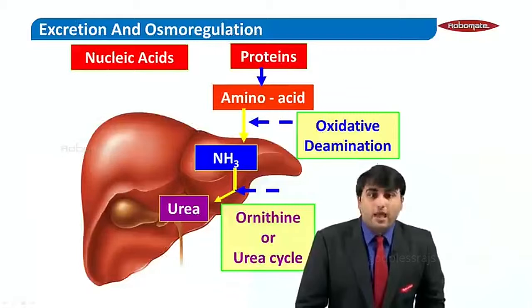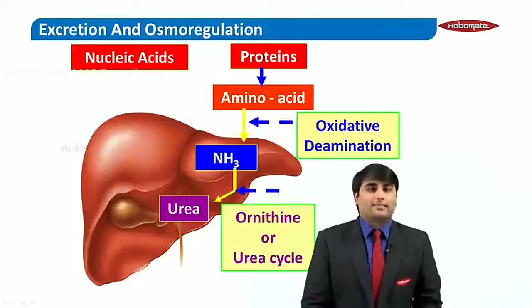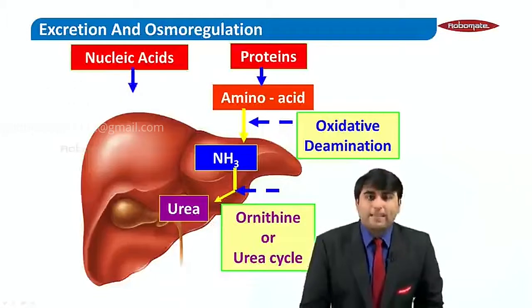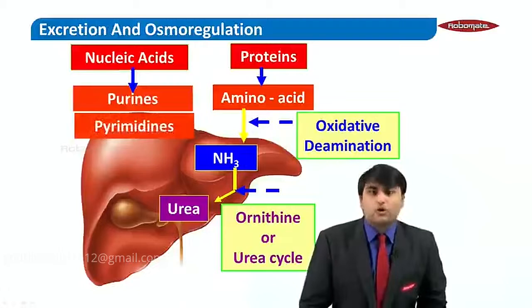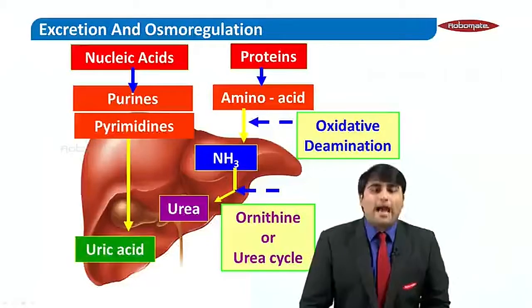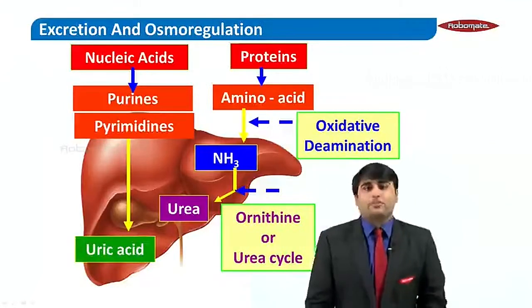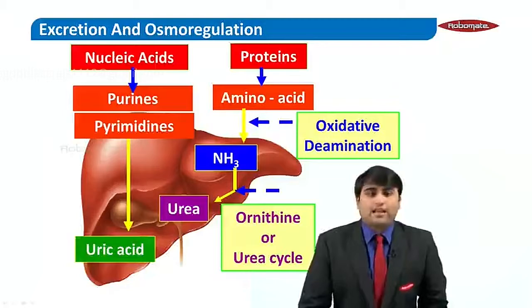Now let's see how the nitrogenous waste product is formed from the nucleic acids. So the nucleic acids, basically the purines and the pyrimidines, go under breakdown to release uric acid. So the third type of nitrogenous waste which is formed inside our body is uric acid.